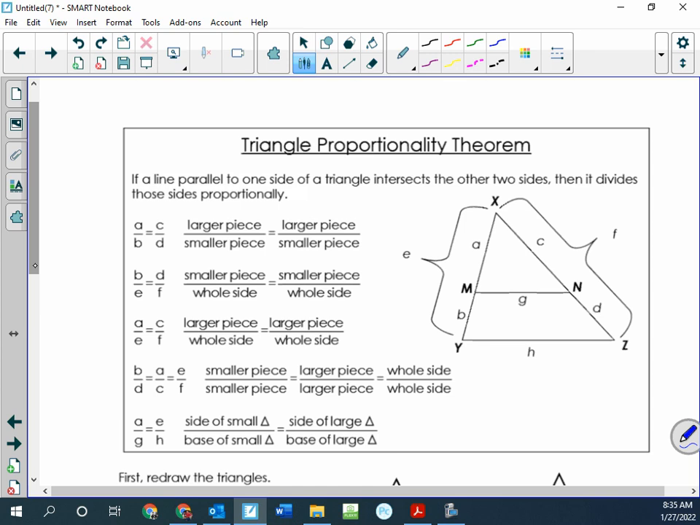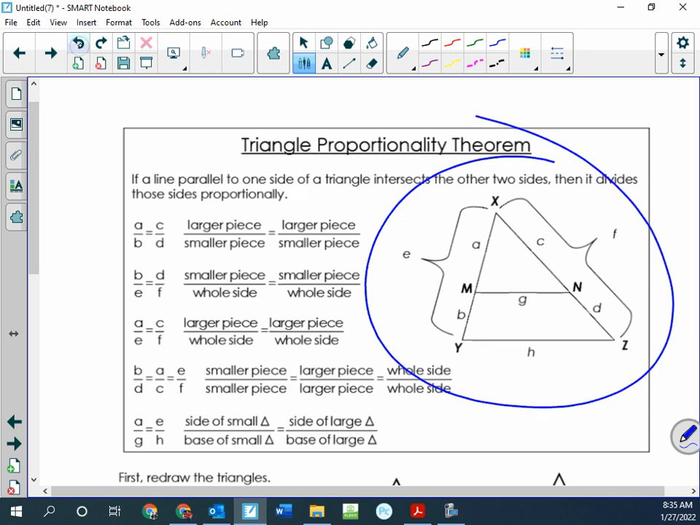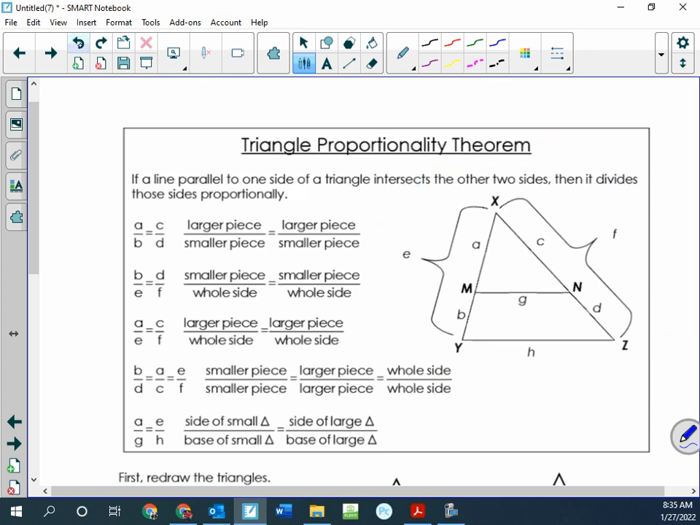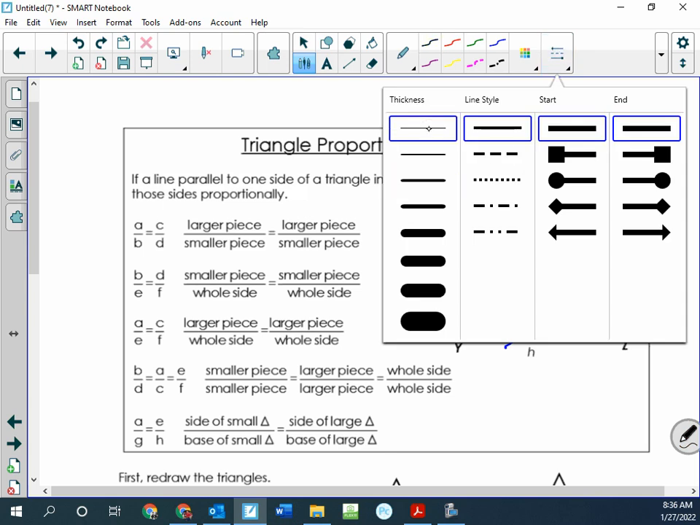But in this picture right here, there's a lot of proportions that we can set up if these lines are parallel. So those lines need to be parallel, or none of this works. And so when these lines are parallel like this, we can set up a lot of proportions. And one of them is like we have A over B equals C over D. So that's the first one that we have written down there.